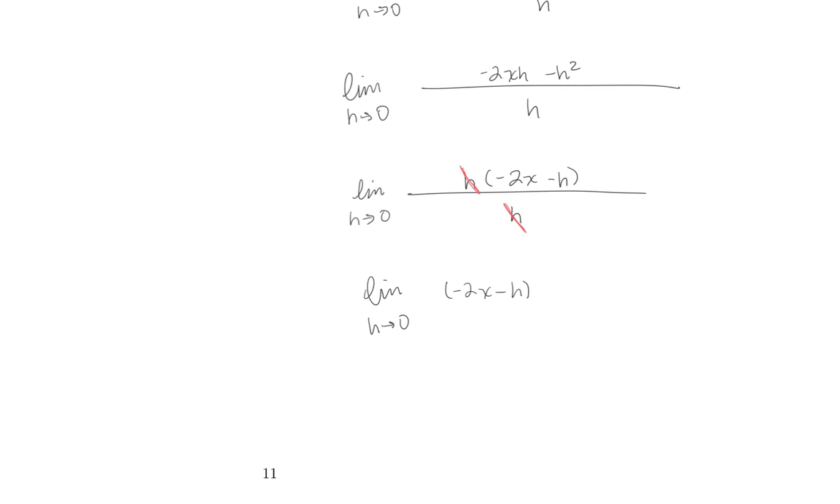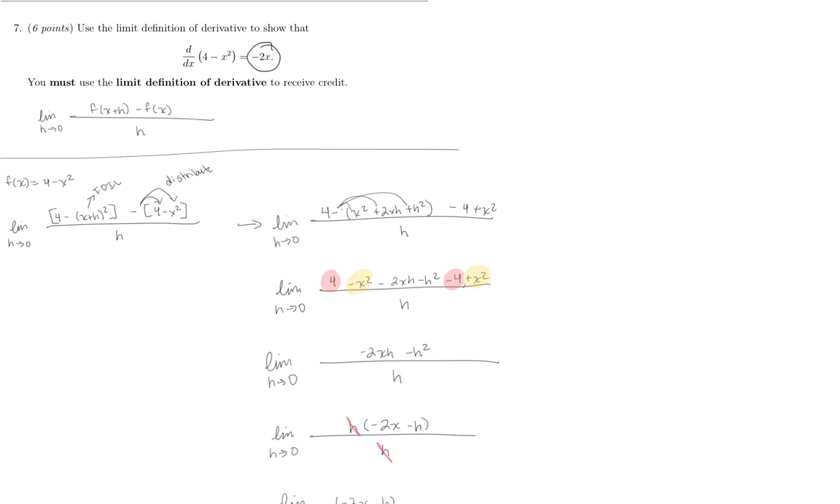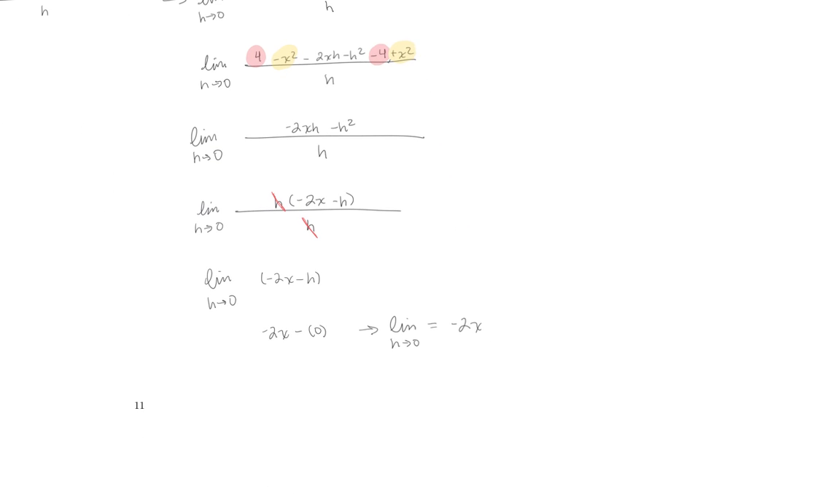So we just plug in 0 for h, and we are left with the limit as h approaches 0 of this chunk we were working with being negative 2x, which is in fact this negative 2x up here. So we know it checks out.